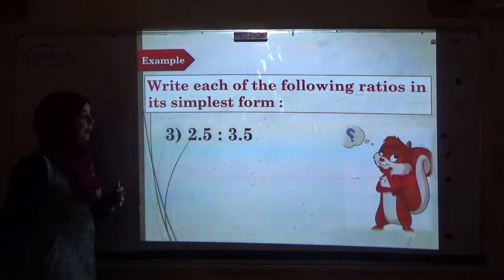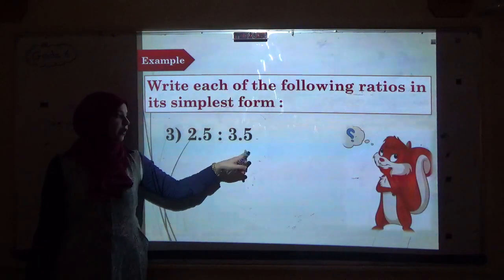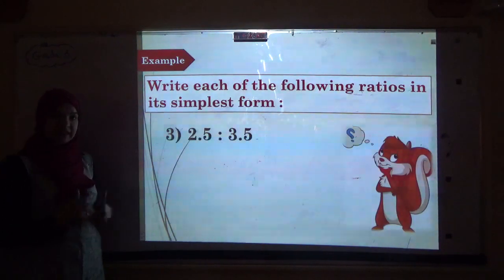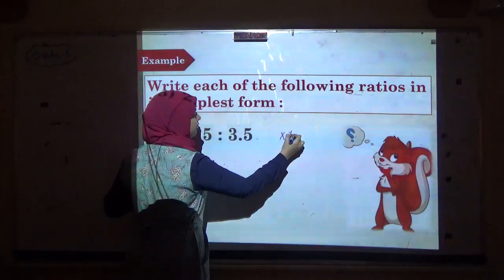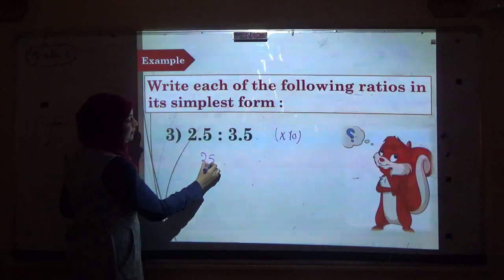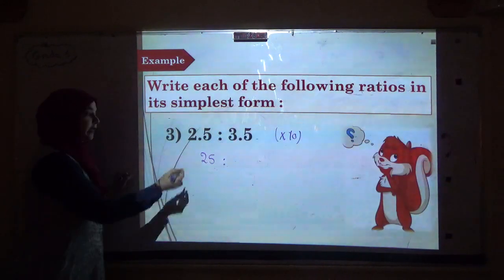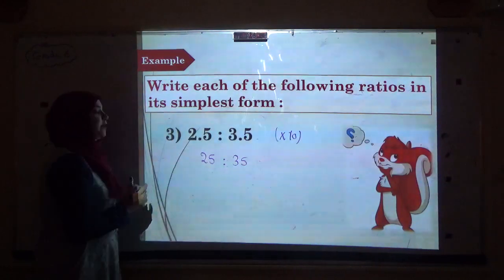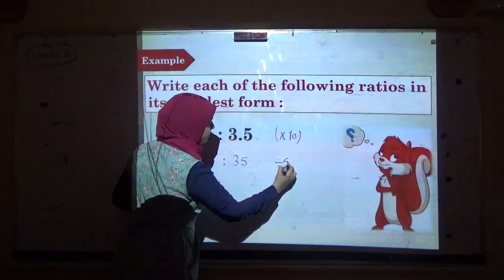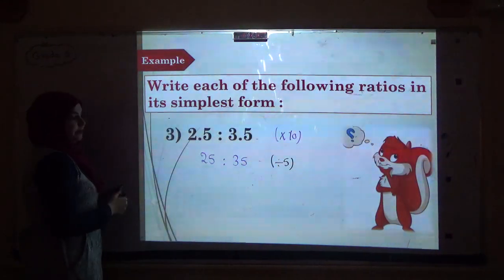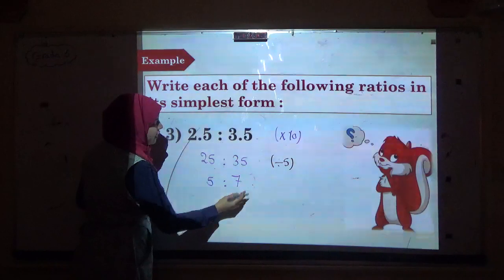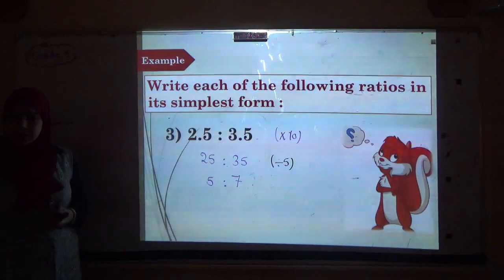Example number 3. Simplify 2.5 to 3.5. In these two terms, the decimal point is after one digit, so we should cancel the decimal point by multiplying the two terms by 10. 2.5 multiplied by 10 equals 25, and 3.5 multiplied by 10 equals 35. Now divide the two terms by the highest common factor between 25 and 35, which is 5. 25 divided by 5 equals 5, and 35 divided by 5 equals 7, and 5 to 7 is the simplest form of the ratio.